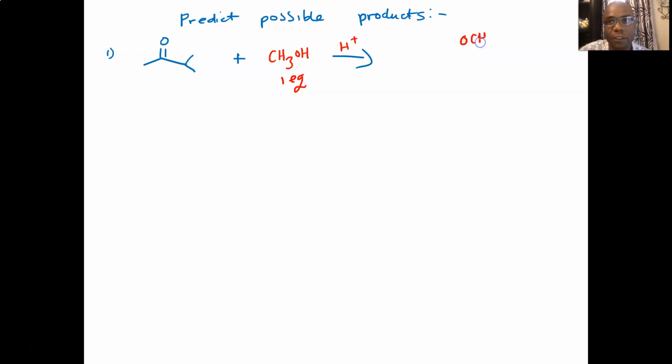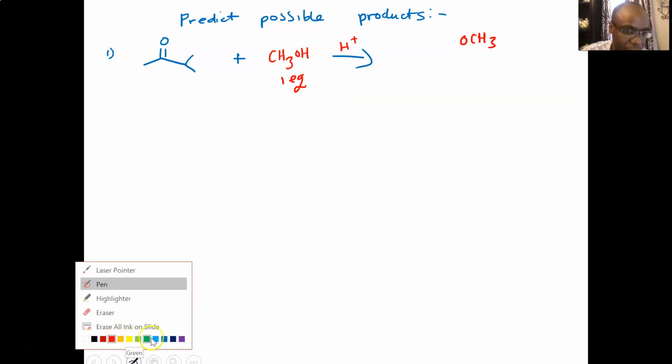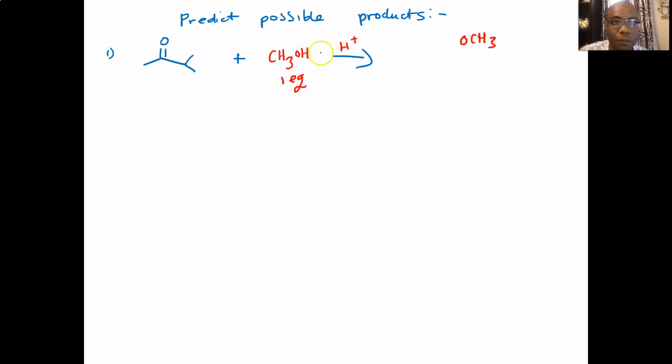So the shortcut is only the OR group will be added. That's the shortcut. Will be added onto the carbonyl. The carbonyl itself is going to be turned to an OH, and the rest of the structure stays. So the carbonyl is converted to an OH. Only the OR group is added to the carbonyl, which in this case is OCH3, and that's how you get your hemiacetal.